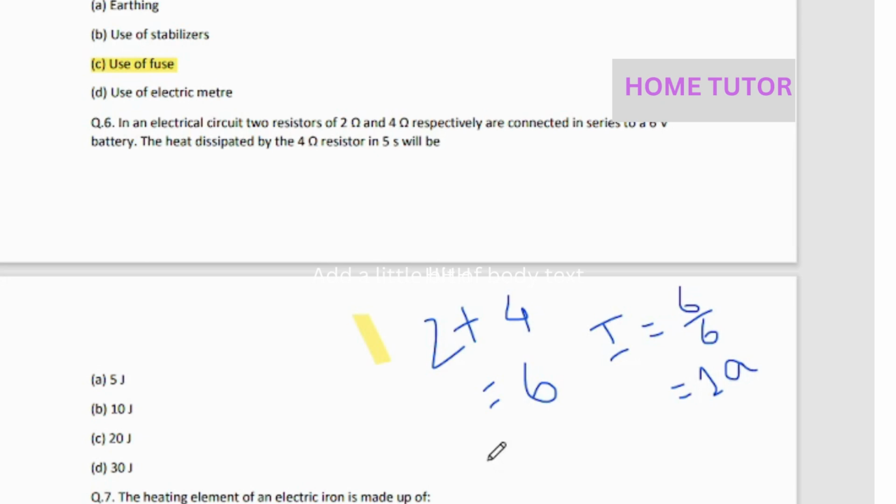So heat equals I squared R t. So for the 4 ohm resistor, I equals 1, resistance 4, and then time 5 seconds. So the answer is 20 joule. So the answer is 20 joule.